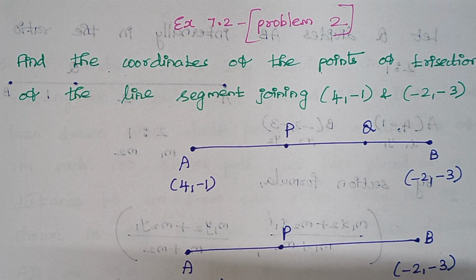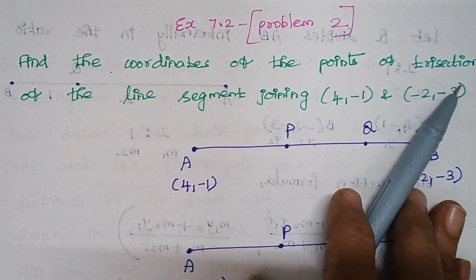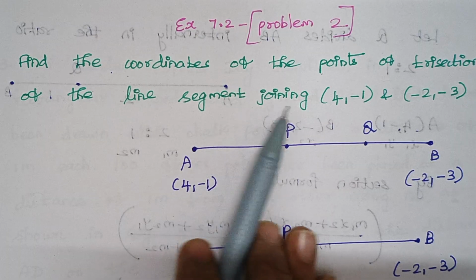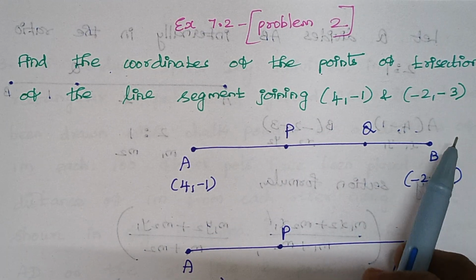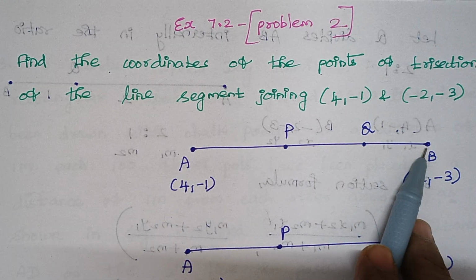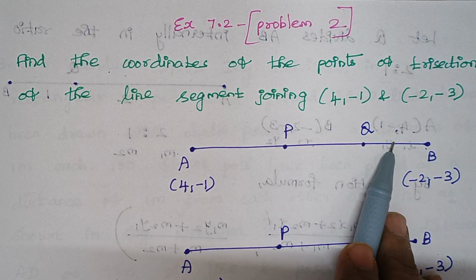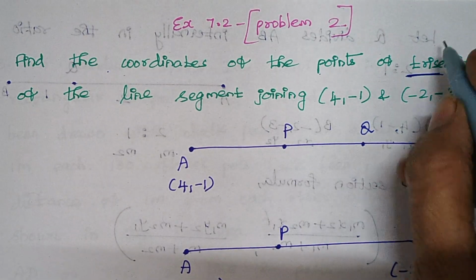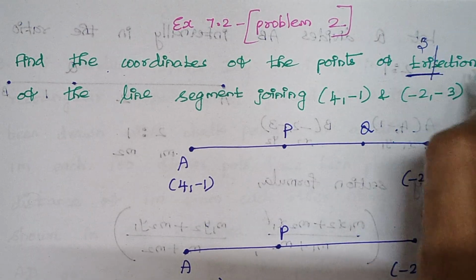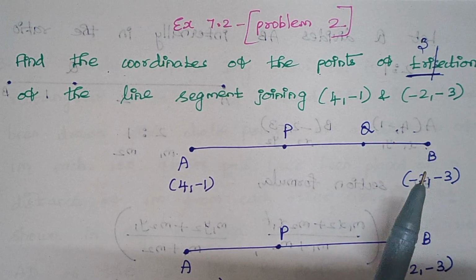Now we proceed with our problem 2. Find the coordinates of the points of trisection of the line segment joining the points. So here again, there are 2 points A and B, right? Now, this line segment is divided into 3 parts. That is what the term trisection tells. Tri represents 3, so 3 sections. So this line AB is divided into 3 segments.